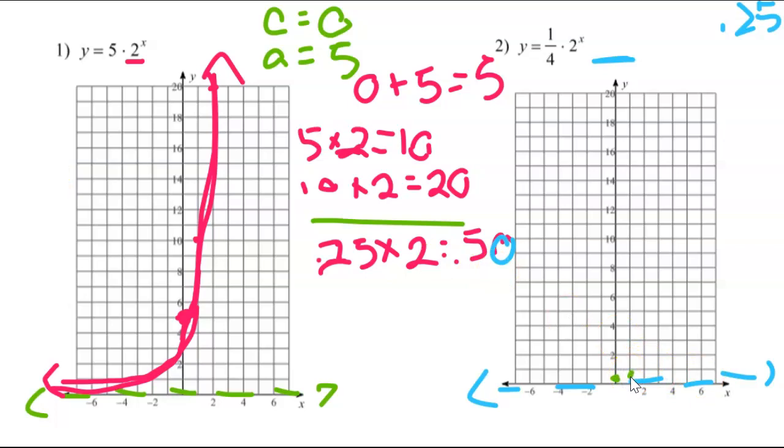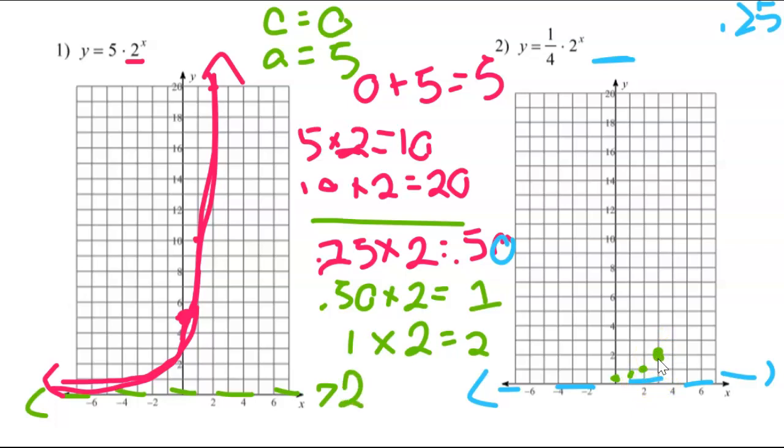I'm going to do the same thing. 50 cents times 2 is $1. So I go forward 1, and I go up to 1. And I keep multiplying by 2 because that is my ratio of change. I keep going forward 1 and putting that new point.